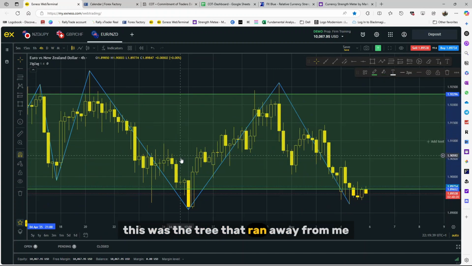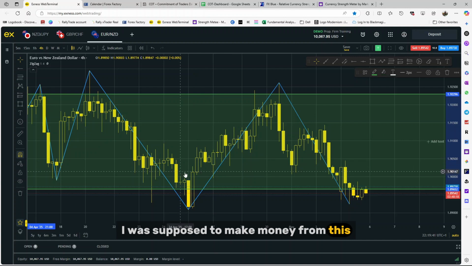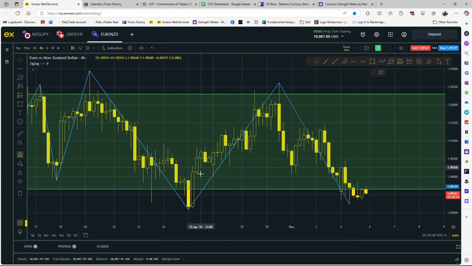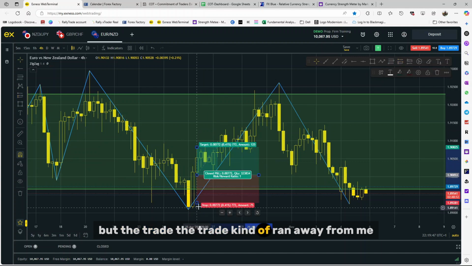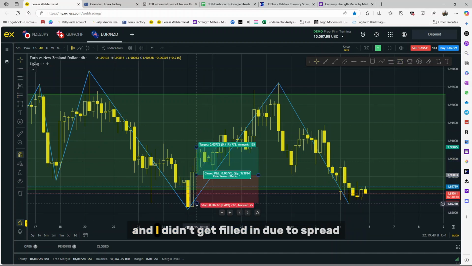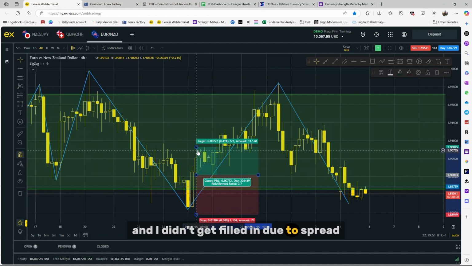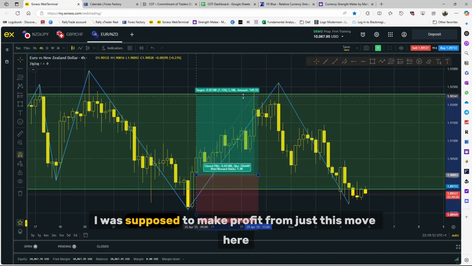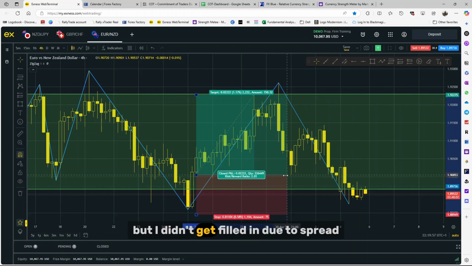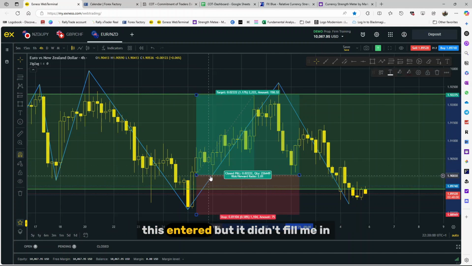Okay, this was the trade that ran away from me. I was supposed to make money from this very small move up here, but the trade kind of ran away from me, and I didn't get filled in due to spread. I was supposed to make profit from just this move here, but I didn't get filled in due to spread. This entered, but it didn't fill me in.